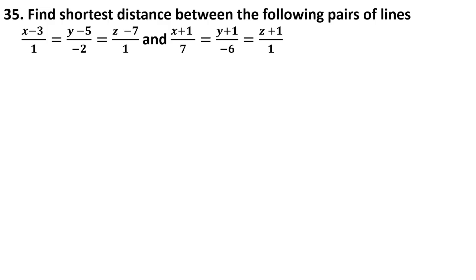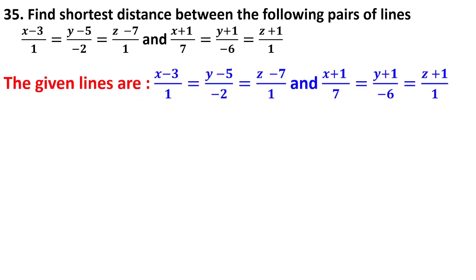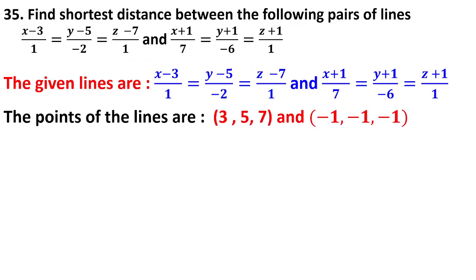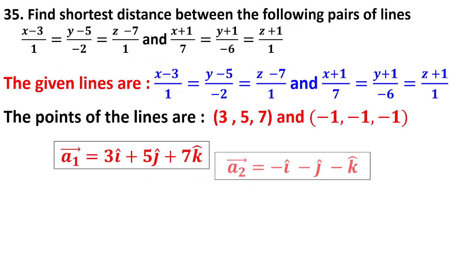Another question, shortest distance. There are two methods of doing it, either by Cartesian method or by vector method, but here I will present the vector method. For that what you have to do, take the given lines, take the point of the first line and the second line. Now form vector a1 and vector a2.